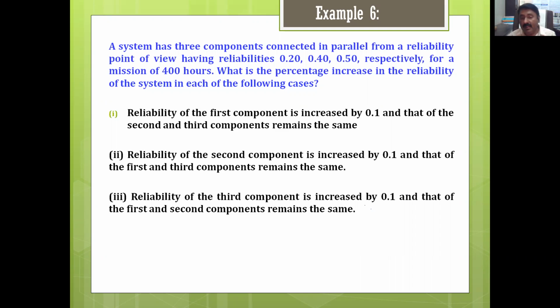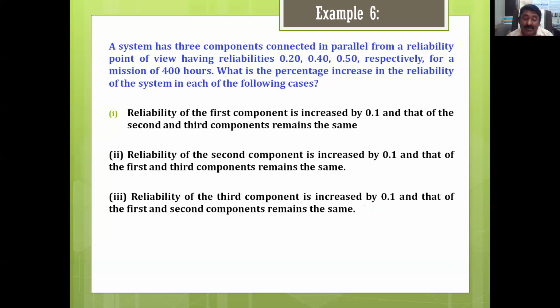Okay. Now respectively for a mission of 400 hours, what is the percentage increase in the reliability of the system in each of the following cases? Now three cases are given. The reliability of the first component is increased by 0.1 and that of the second and third kept constant. Here very first we have to calculate the reliability of the present system before going for case number 1. Then we want the percentage increase. Let us start case number 1. So in case number 1, the first component reliability is increased by 0.1, 0.2 becomes 0.3, and 0.4, 0.5 constant, second and third.